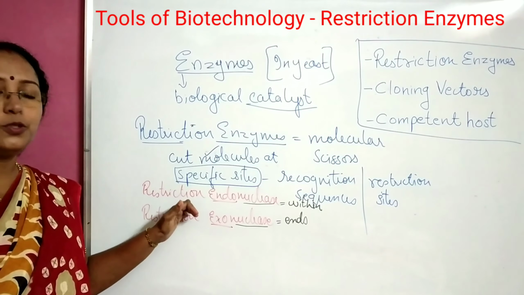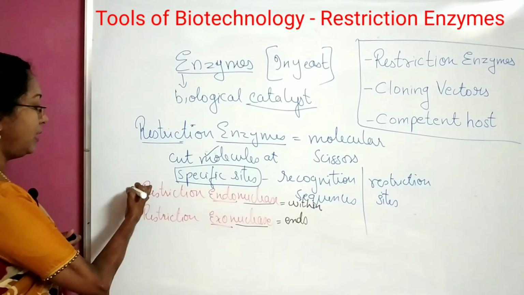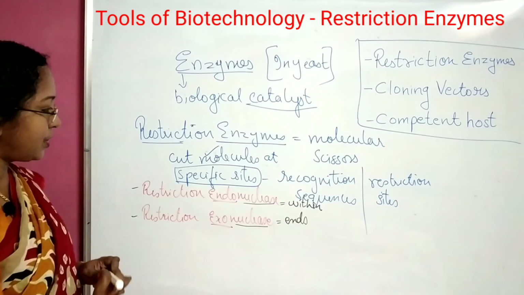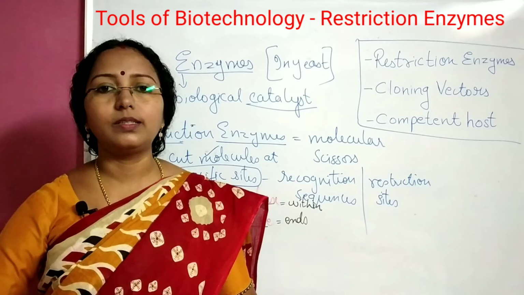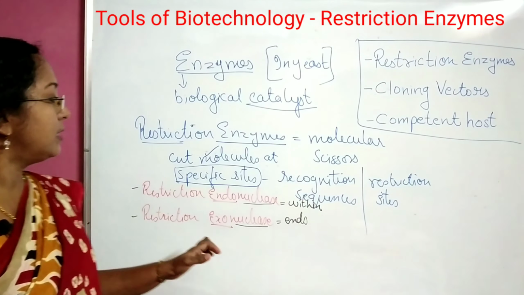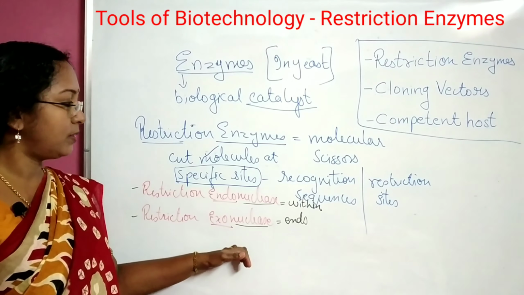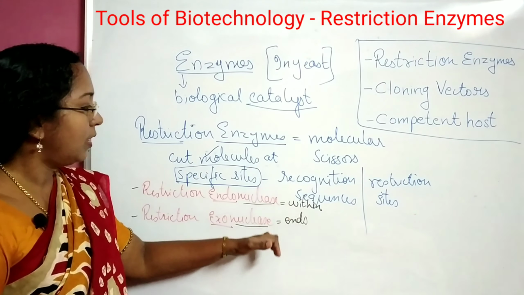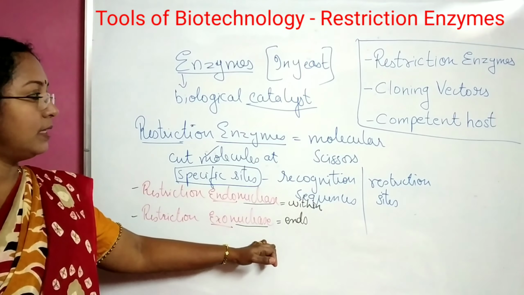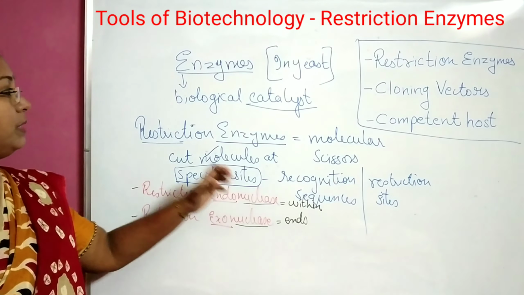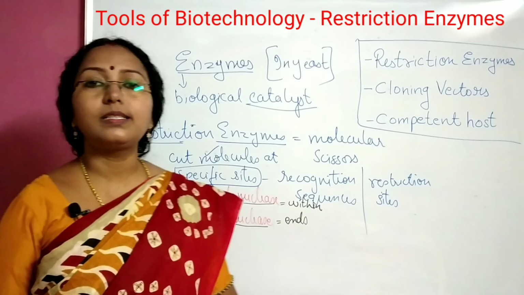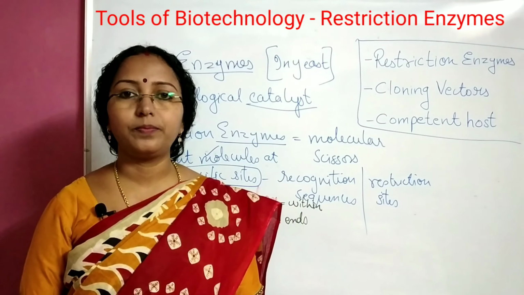Okay, and they are of 2 types, which are restriction endonuclease and restriction exonuclease. Restriction endonuclease and restriction exonuclease. So they cut within and the other one cuts at the end. Now let me tell you how this name restriction enzyme was coined.